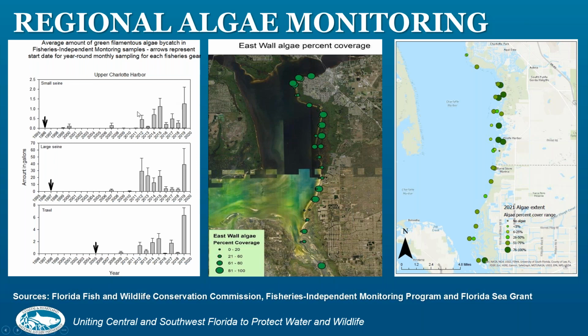And so you can see here, giving historical context, each of those arrows represents when each of those gear types began use in the Charlotte Harbor estuaries. We have data stretching all the way back to the early 90s, and you can see we didn't start to see massive amounts of macroalgae in our region until almost 2012, according to that historic data, which is great at giving us a little bit of context of what's going on.